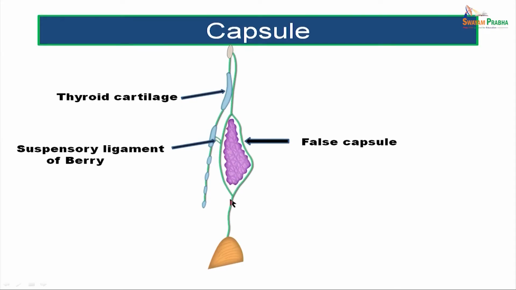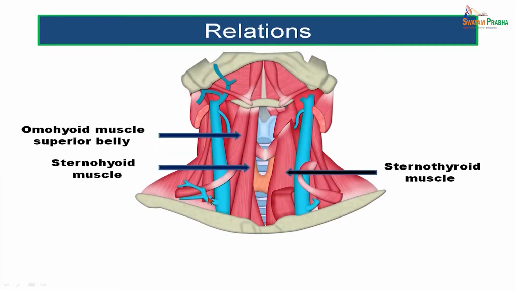When you also trace the false capsule, it will be descending down to reach and blend with the pericardium of the heart. In the superior mediastinum, it will pass and then blend with the fibrous pericardium of the heart. So, any thyroid swelling can descend down into the mediastinum. Now, let us look at the relations of the thyroid gland.